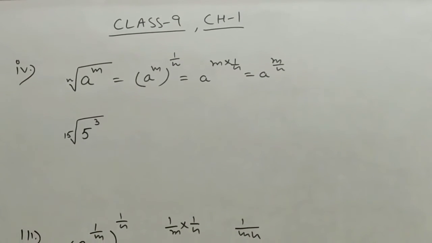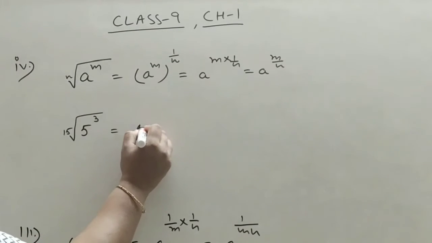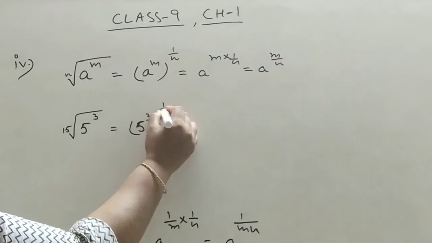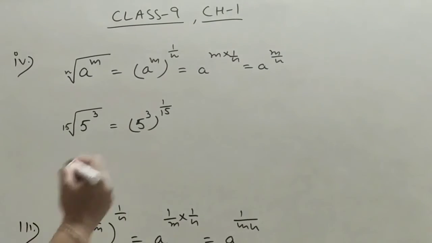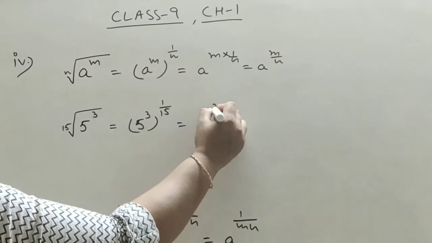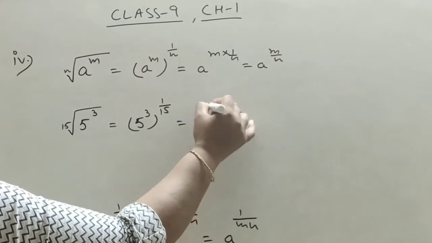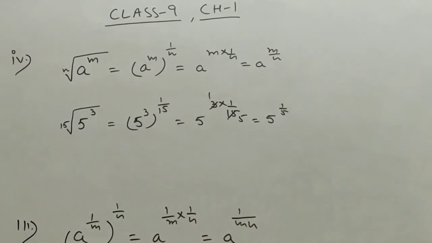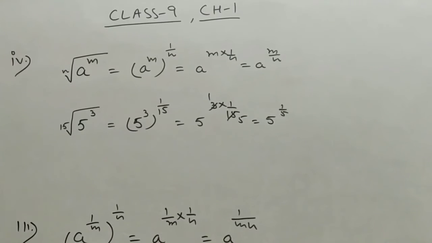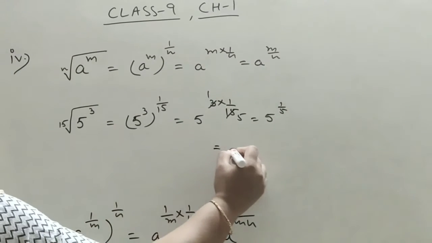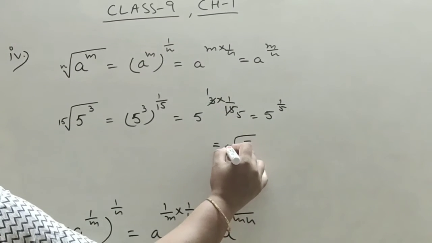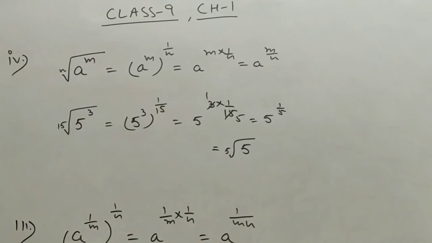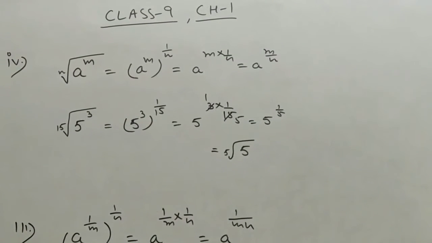So how we will solve it? So it is 5 to the power 3, whole power 1/15. So we have to multiply the powers. It will be cut. So the answer is 5 1/5. Okay, and we can write the answer again in this form. हम लिख भी सकते हैं और नहीं भी. ठीक है. Now these are the concepts of the radicals.